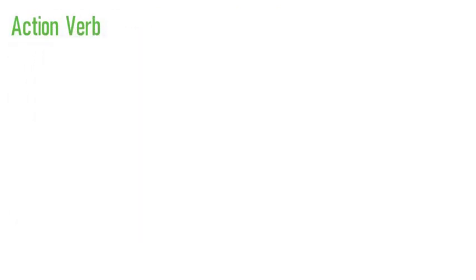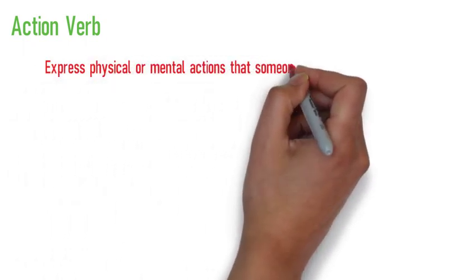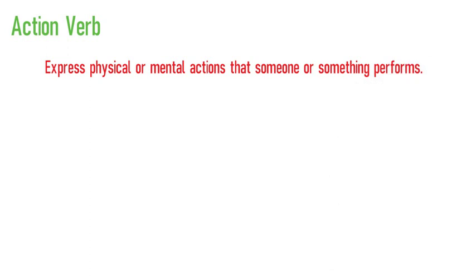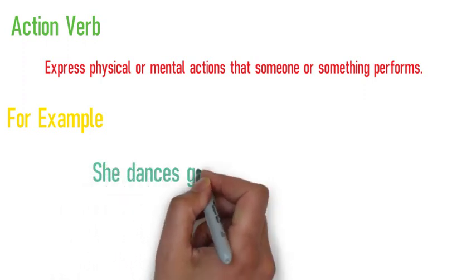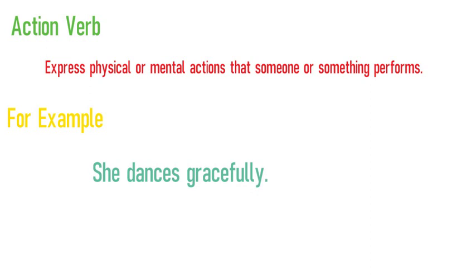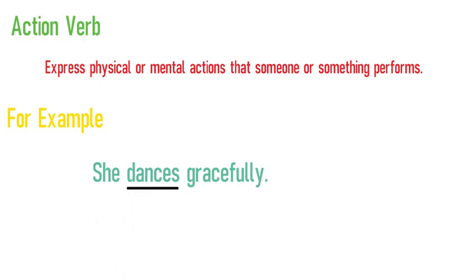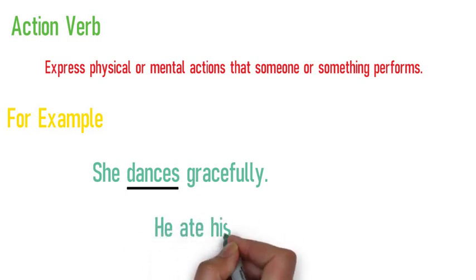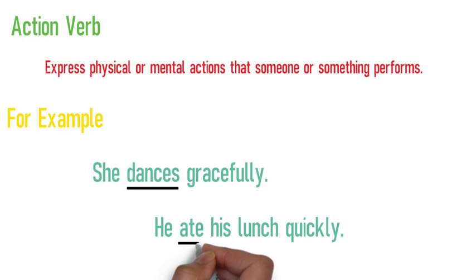Action verbs. These are the verbs that express physical or mental action that someone or something performs. For example, she dances gracefully. In this sentence, dances is an action verb that performs a physical action. He ate his lunch quickly. In this sentence, ate is an action verb because eating something is an action.